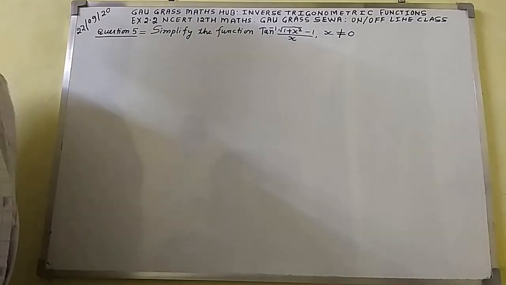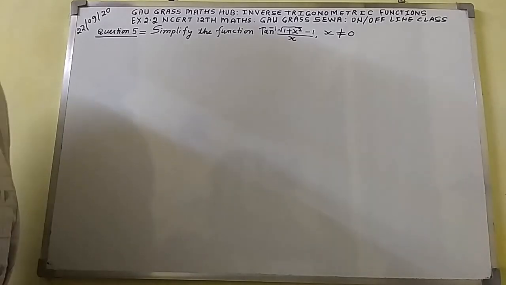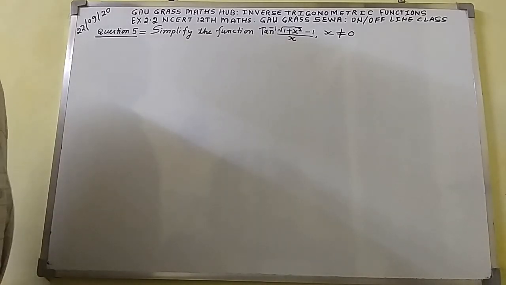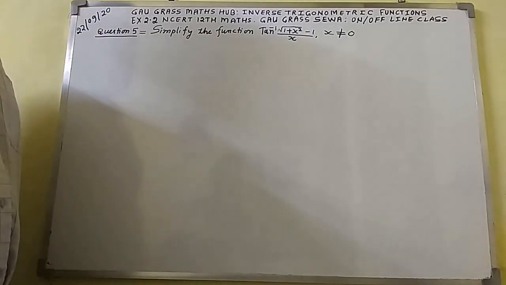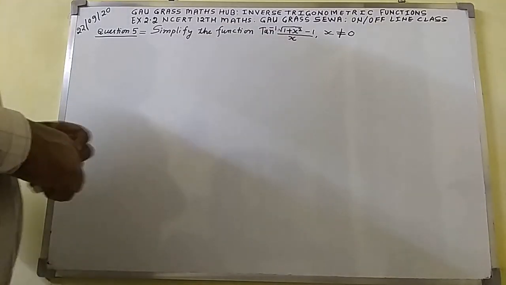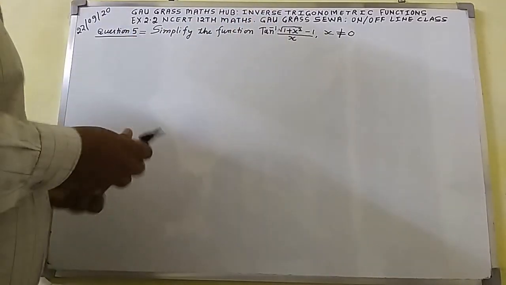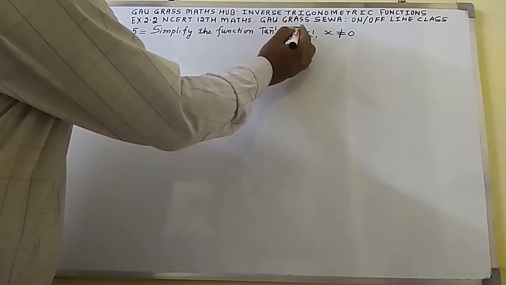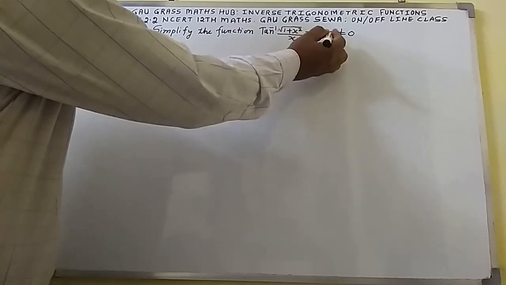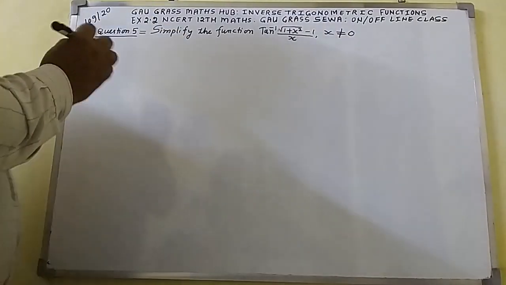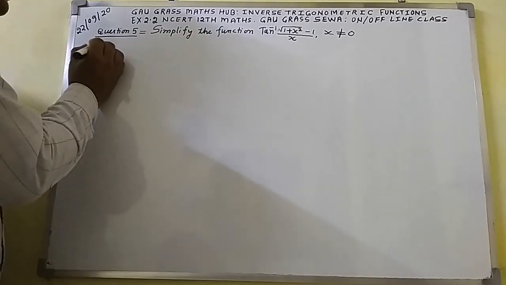Today I shall discuss one question that has been taken from inverse trigonometric functions, exercise 2.2, NCERT 12th Maths. That question is question number 5: simplify the function tan inverse of (under root 1 plus x square minus 1) whole over x, x is not equal to 0. Now come to the solution. I shall write here solution.